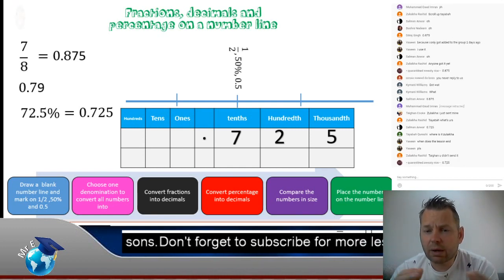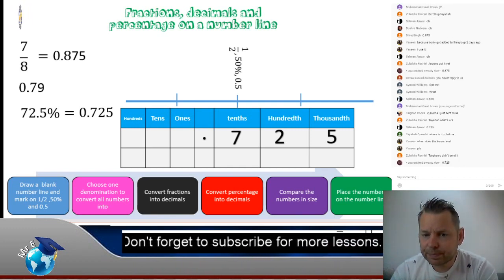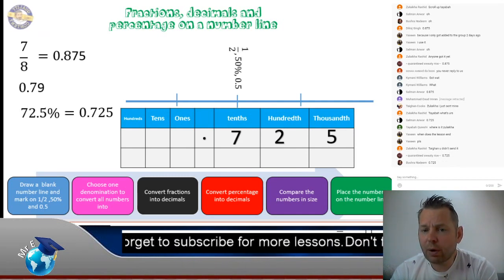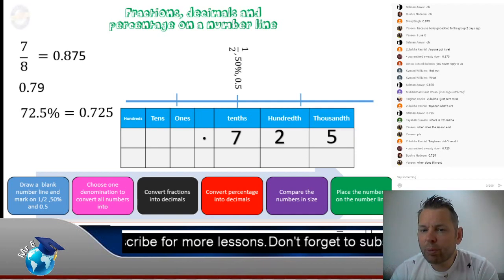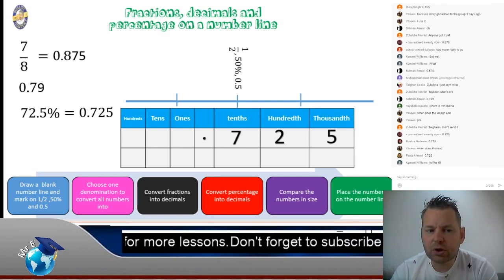These numbers are very close to each other. In fact, the difference between the lowest number and the highest number is 0.15. So it's not a huge difference.